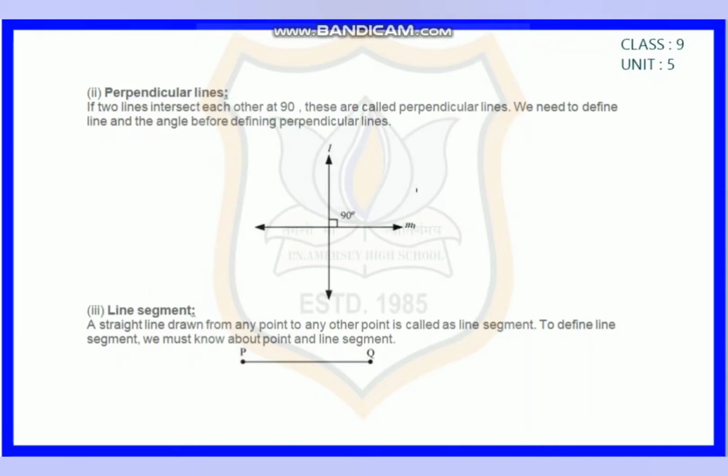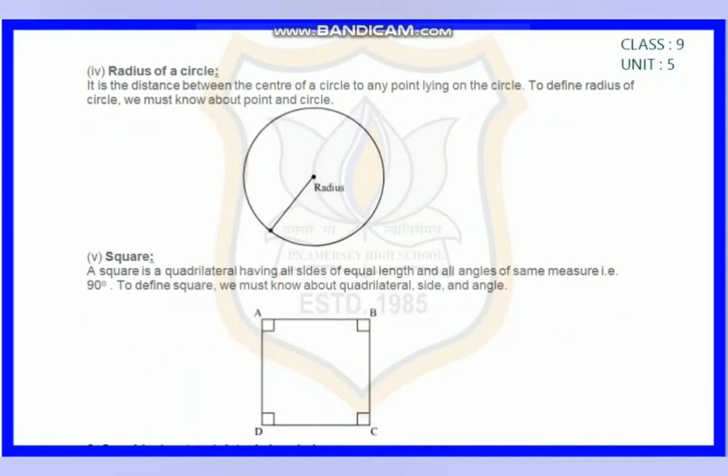Next definition is line segment. What is a line segment? A straight line drawn from any point to any other point is called a line segment. Let's see. Here P is a point and Q is another point. The line joining P and Q is called a line segment. The line which joins two points is called a line segment.